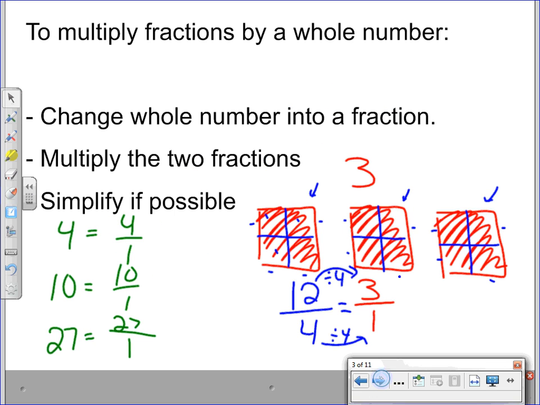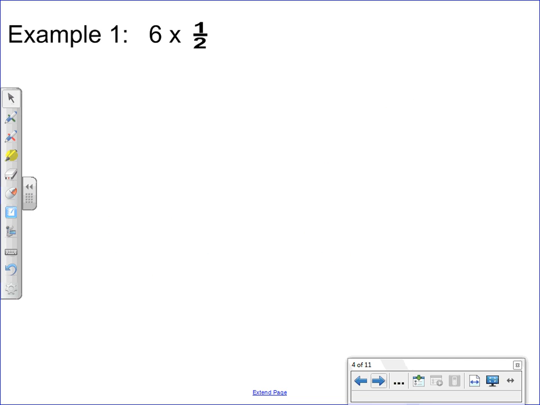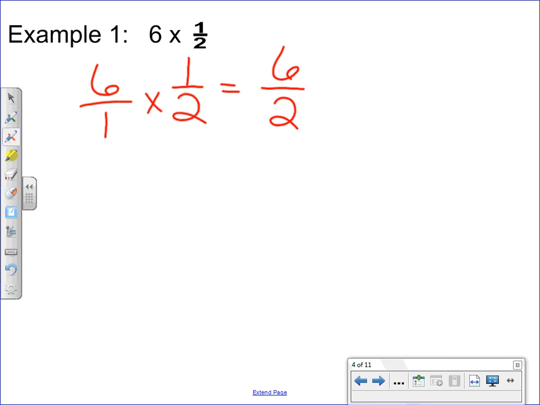My first example here, I have 6 times 1/2. Let me get rid of my work from earlier today during class. I have 6 times 1/2. So how would I represent 6, the whole number 6, as a fraction? If I was going to represent 6 as a fraction, I would take the 6 and make it over 1. So I can now do my multiplication. 6 times 1 is 6. 1 times 2 is 2, and I end up with 6/2, or 6 over 2.